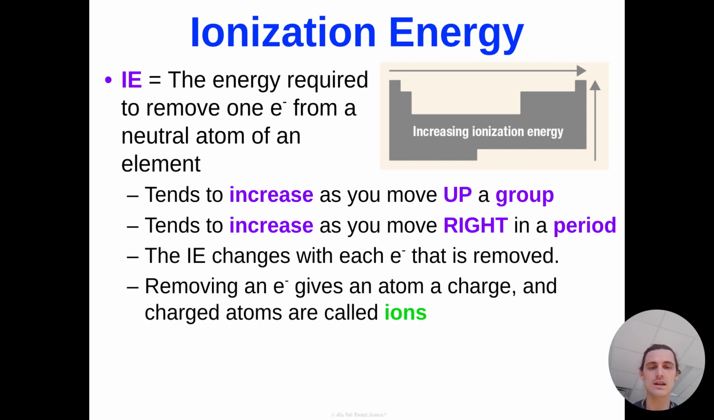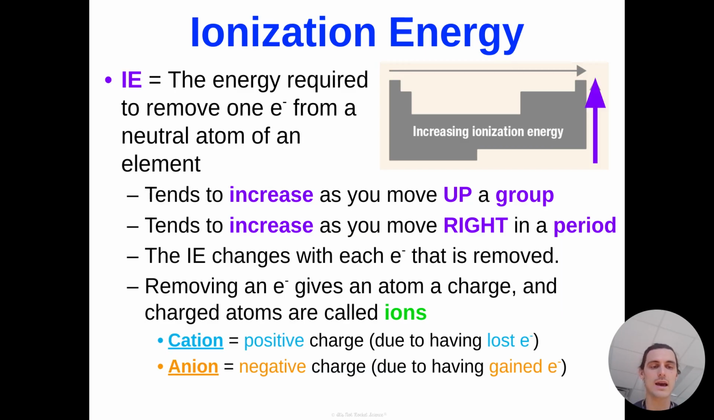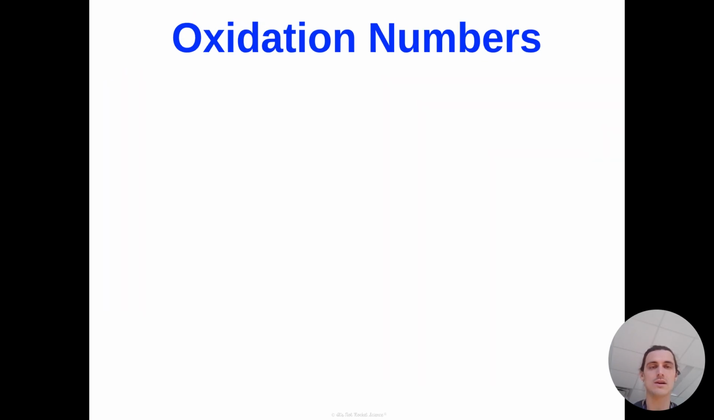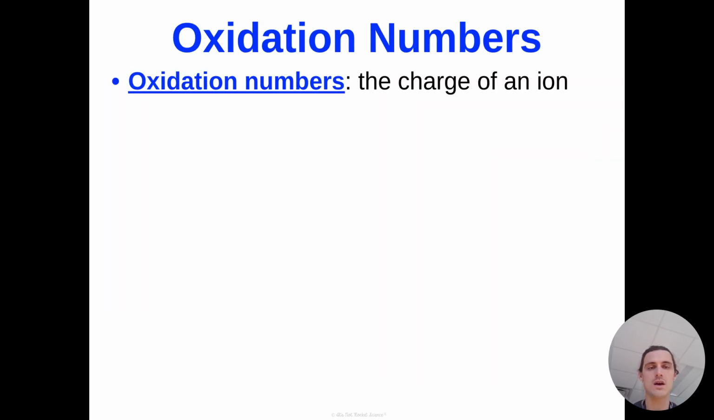So removing the electron gives an atom a charge. Those are the ions we talked about, our cations and our anions. Our cations are positive, just like our cats, because it lost a negative thing, so it has more positive protons than negative things. The anion is the reverse of that. It's a negative charge because it gained more electrons. That's our trend.